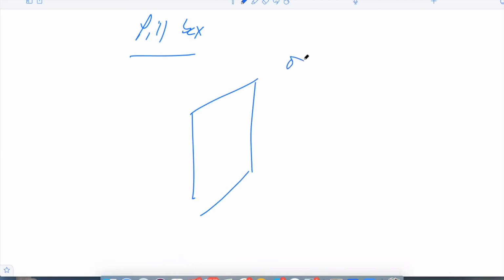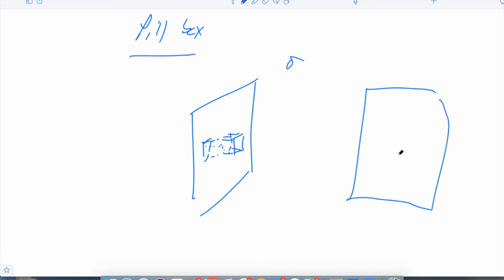Okay, so I still have sigma. Now my Gaussian surface, I don't like doing pillboxes because I don't draw this very well. I'm trying to draw a rectangular solid. Well, that is a terrible drawing. So let's look at it like a front view.